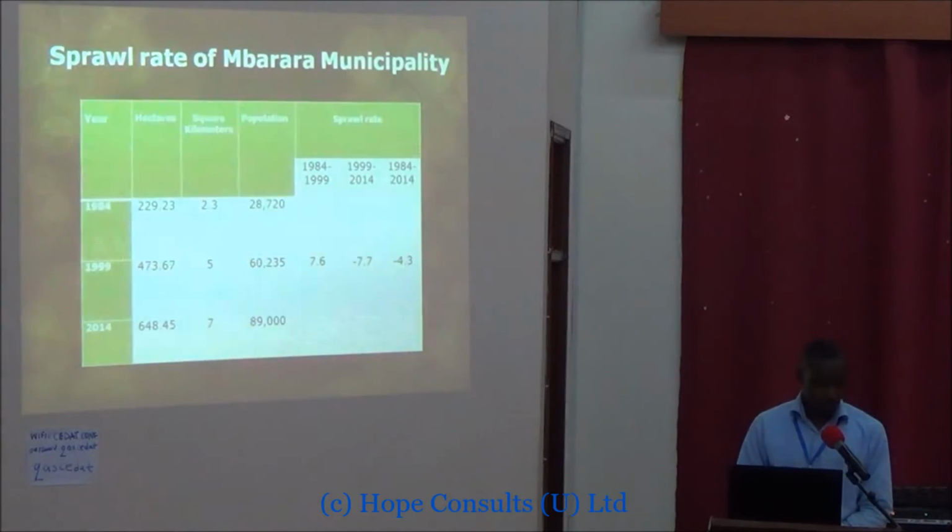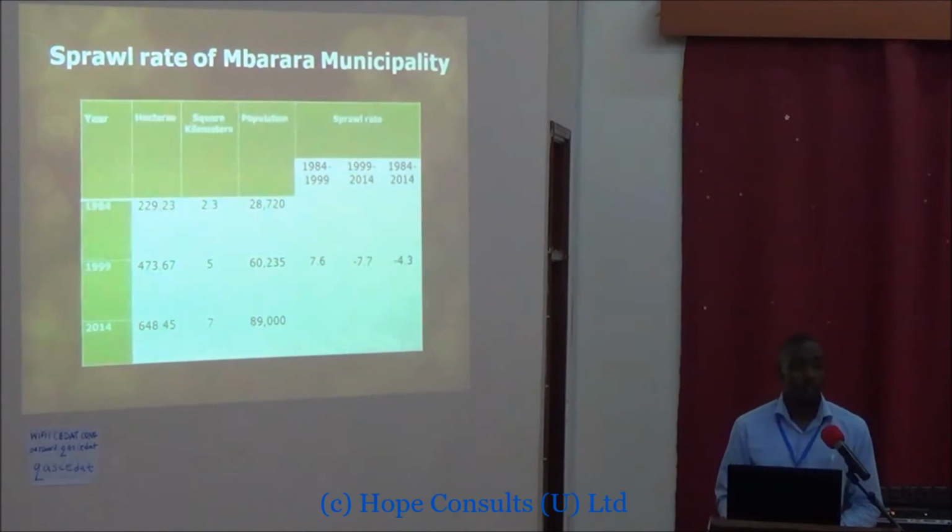What do these mean? Between 1999 and 2014, there was a rise in population compared to the built-up area. And this score is close to cities in Norway. Cities in Norway scored up to negative 8.5, and Norway is one of the examples of compact growth in Europe. Compact growth is the very opposite of sprawl. So a score close to negative 7.7 shows that Mbarara municipality had overcome that problem. But that is not our only period of study.